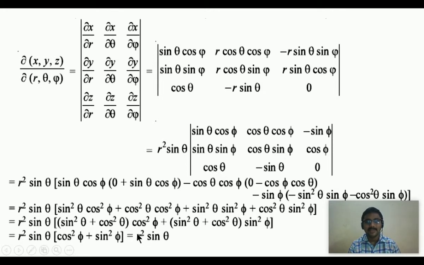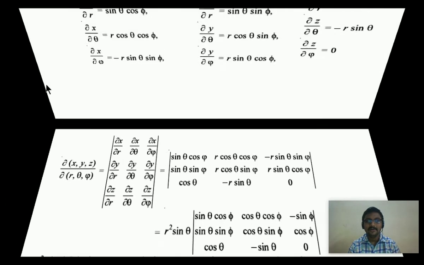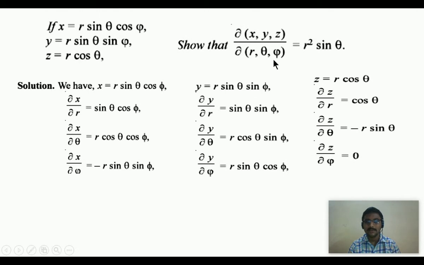So we have to know that sin² θ + cos² θ is 1, and sin² φ + cos² φ is 1. Just simplifying, we will get r² sin θ as the required Jacobian of (x, y, z) with respect to (r, θ, φ). Don't forget, the Jacobian value is an important one.